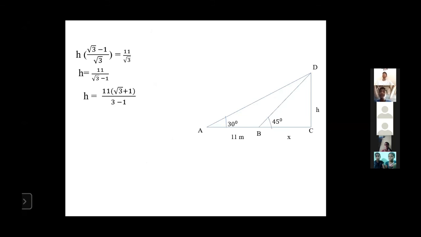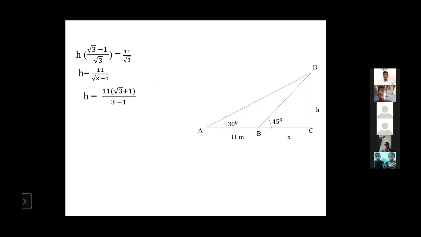Here the denominator root 3 is cancelled, and here it remains H into (root 3 minus 1) is equal to 11. This root 3 minus 1 we send into the RHS. It will become the denominator. Then H is equal to 11 by (root 3 minus 1).